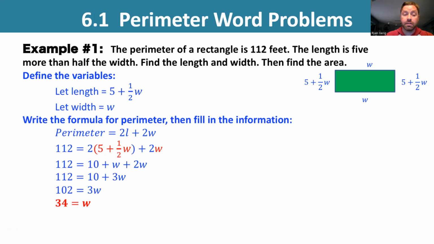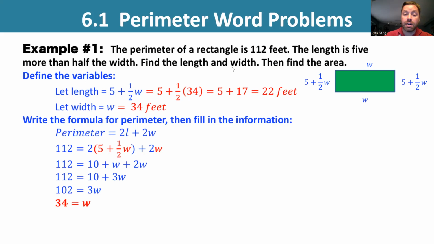So what did I just find? Well, I only just found the width. How am I going to find the length? Well, I know the width is 34, so I can put that in for W. So 1/2 of 34 is 17, and then if I add 5 to that, I get 22 feet. So we found the length and the width.